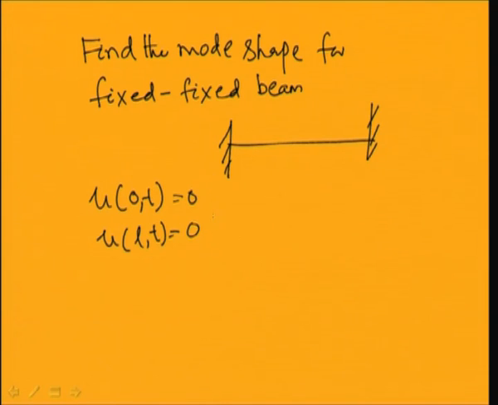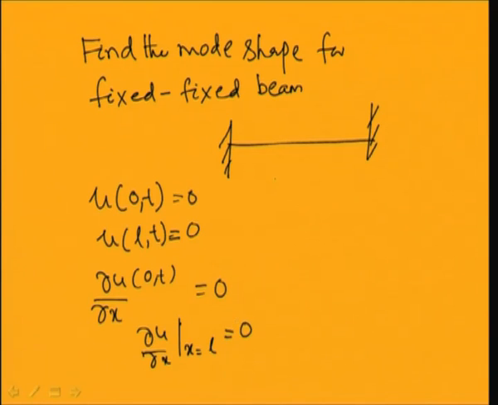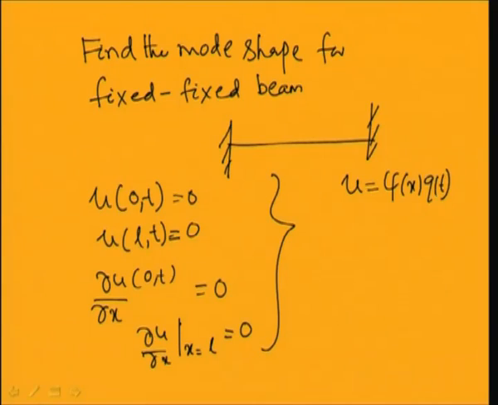Similarly, these are the displacement boundary conditions at both the ends. Similarly, the slope boundary conditions are del u by del x at 0 t equal to 0, and del u by del x at x equal to L equal to 0. So, these are the 4 boundary conditions. By taking these 4 boundary conditions and substituting u, as already we know, u equal to psi x into q t, we can write that. As it is present for all times at these boundaries, these terms become 0.